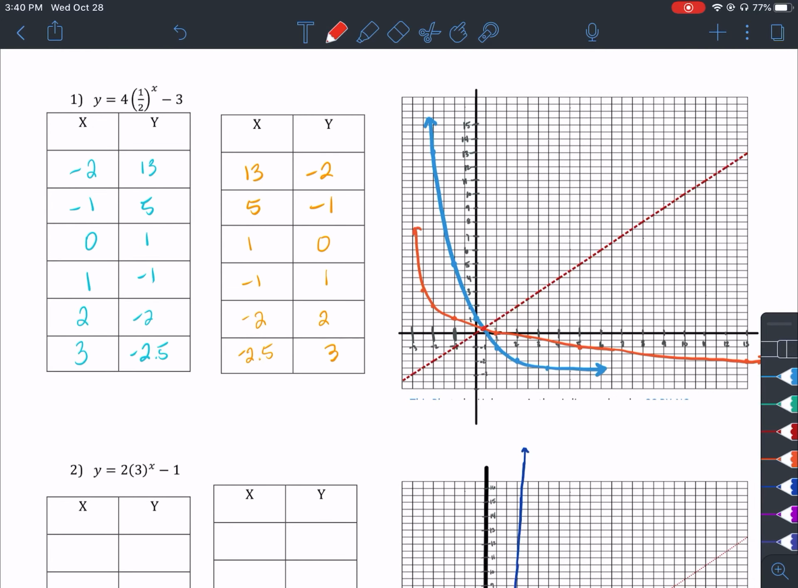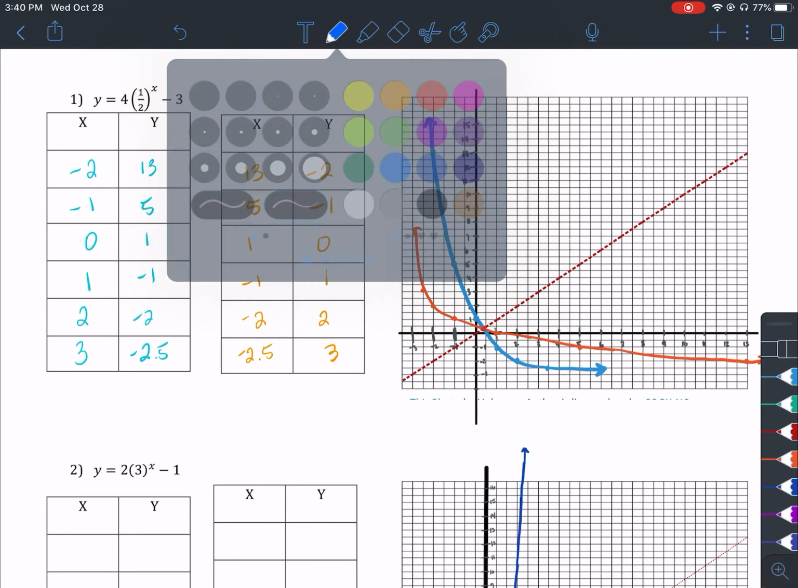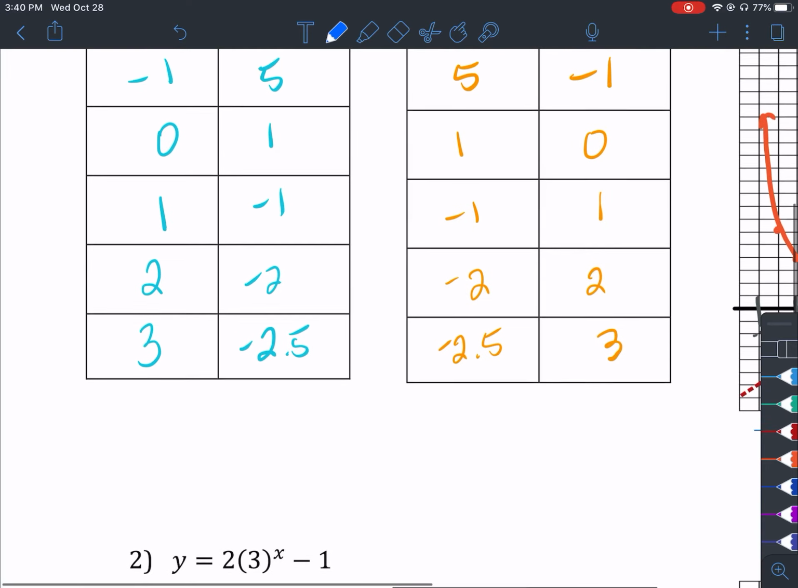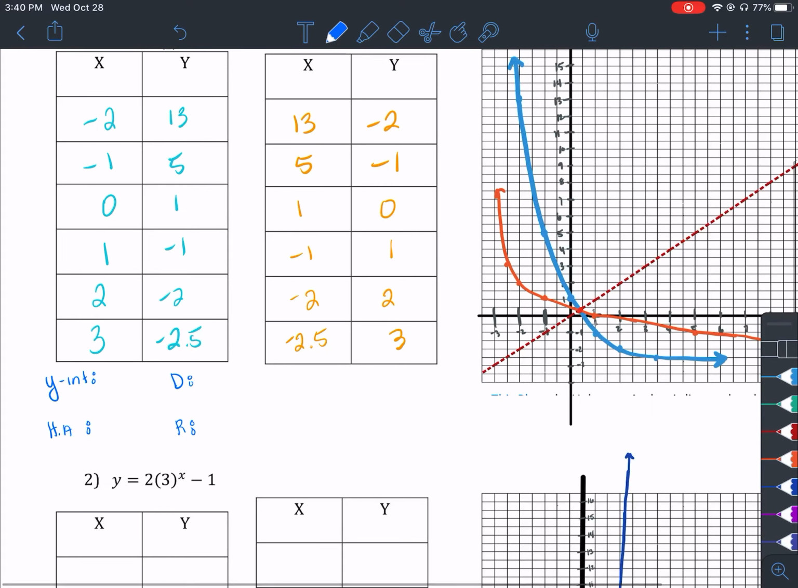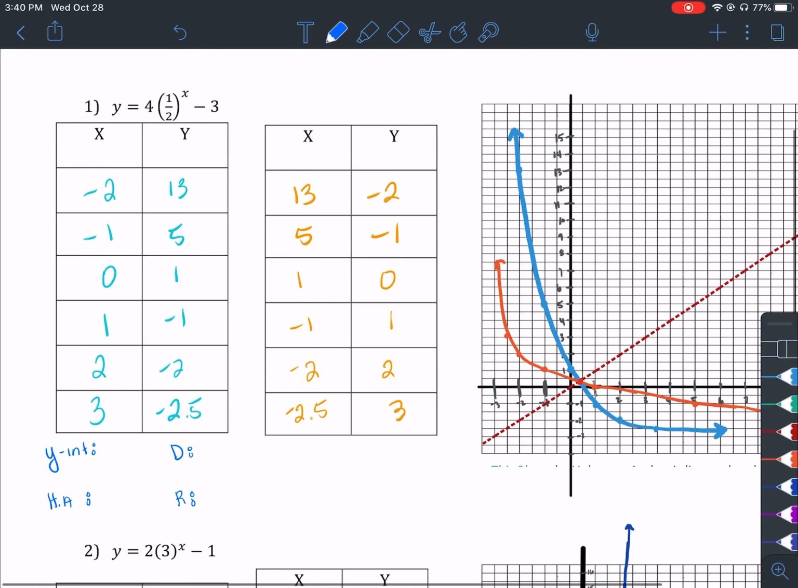And so we need to talk about those key features of the exponential. We know when we're trying to find key features of an exponential, what we really mean is we're talking about the y-intercept, the horizontal asymptote, the domain, and the range. These are what we are looking for. So I can use my graph, my table, and my equation to find these things.